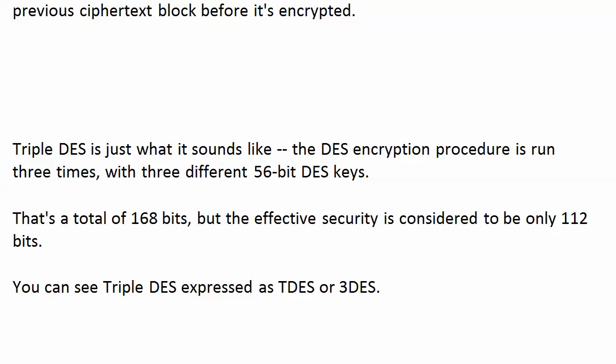Well, something you might run into is triple DES. It's just what it sounds like. The DES encryption procedure is run 3 times with 3 different 56-bit DES keys. The effective security is considered to only be 112 bits, though. Another way you might see this expressed in documentation is TDES or 3DES. So again, if you see it any one of those 3 ways, you know they're talking about triple DES.